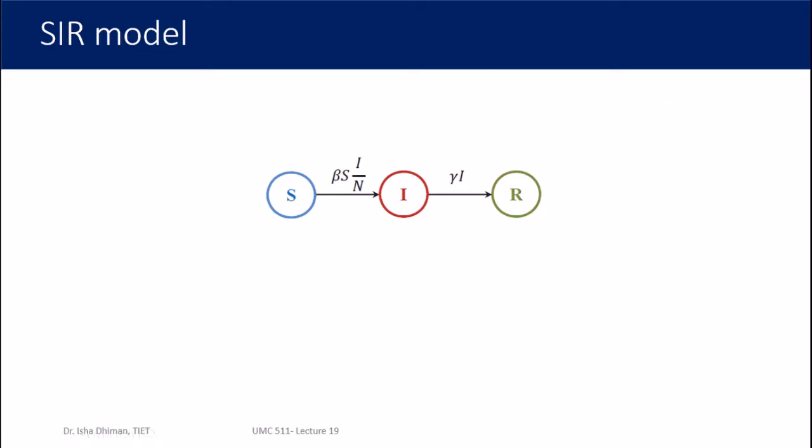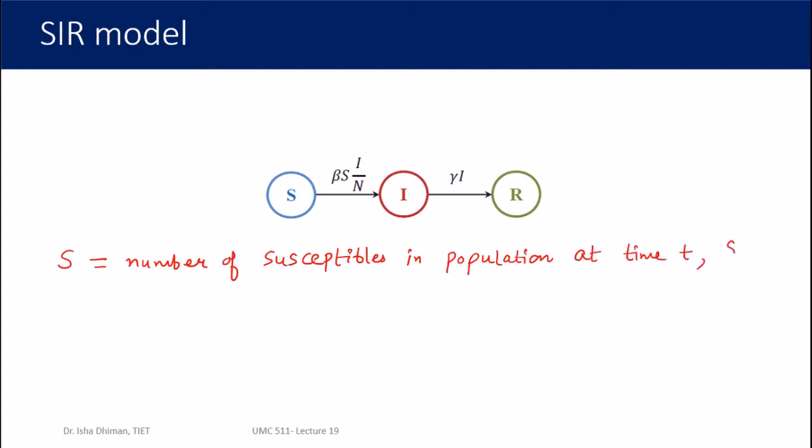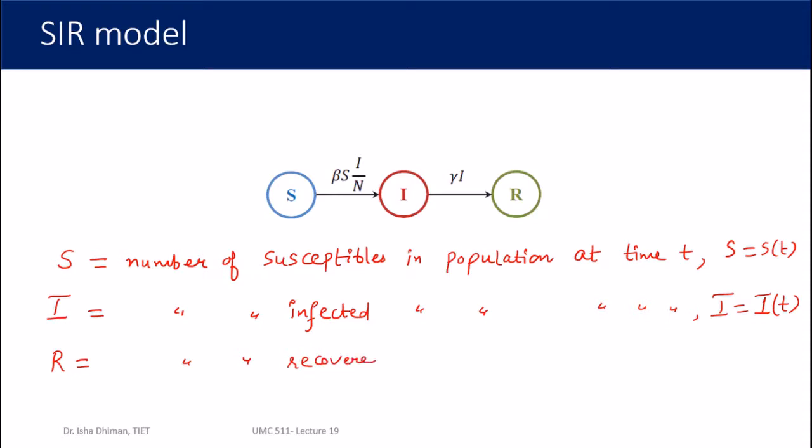Okay, so what is this S representing? I've just explained it to you, but I'm writing it again. S is the number of susceptible individuals in the population at any time t. These S, I, R are functions of t because they are changing with respect to time. Capital I is the number of infected in the population at time t, and R is the number of recovered in the population at time t. So R is also a function of t.